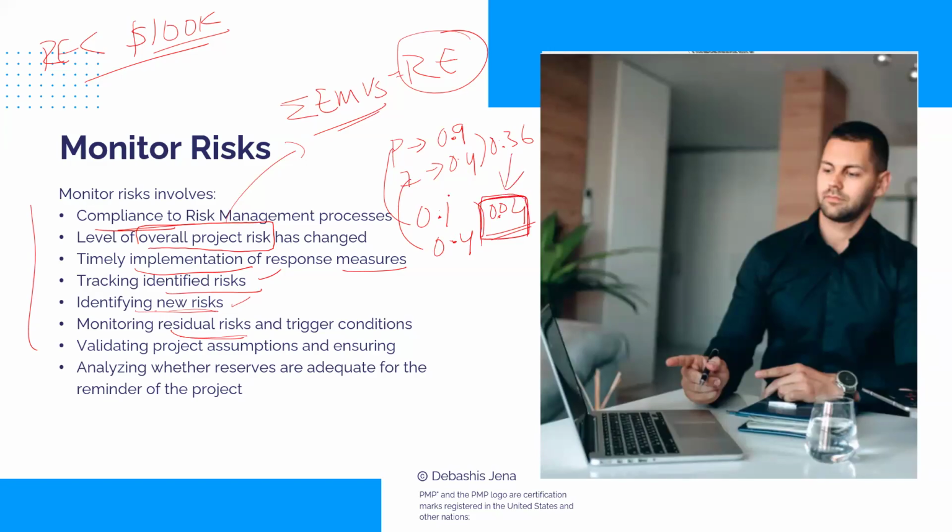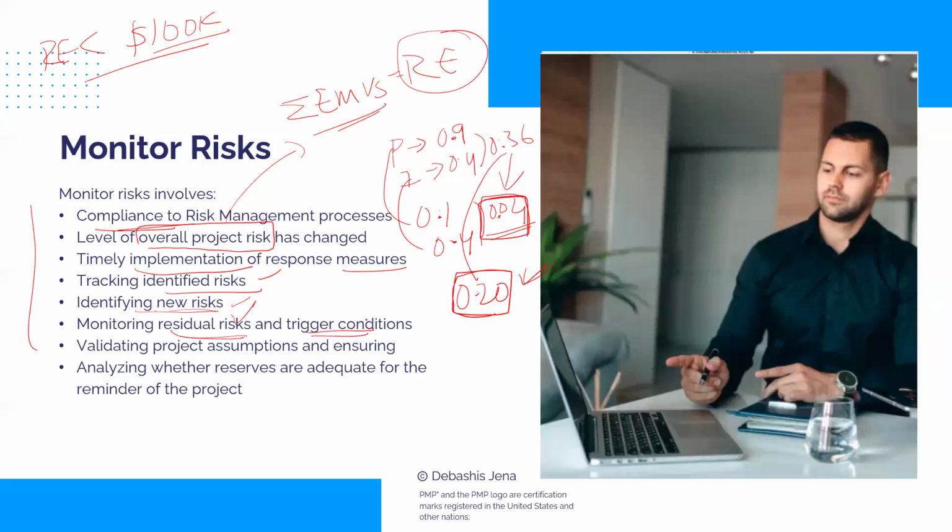The amount of risk that remains even after we have responded to the risk is what we call residual risk. And why do we need to monitor residual risk? Let's say it didn't come down to 0.04, it came down to only 0.20. That means the risk is not sufficiently mitigated. 0.20 is a very high risk score. We may have to look for another response. So we have to monitor this.